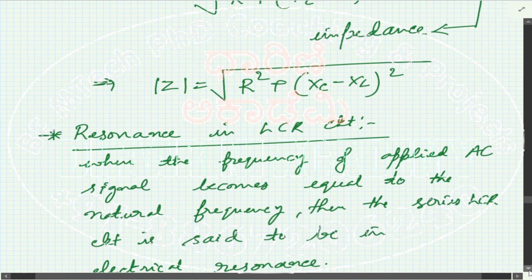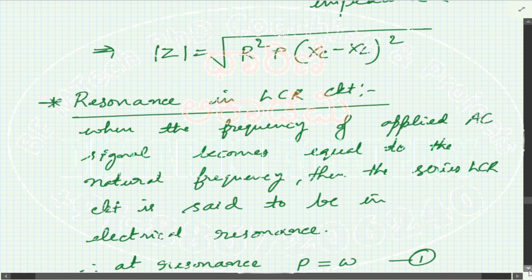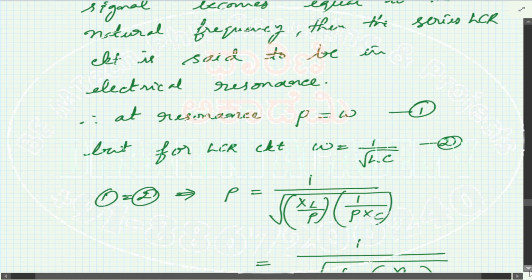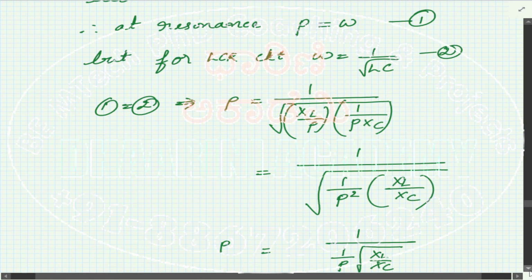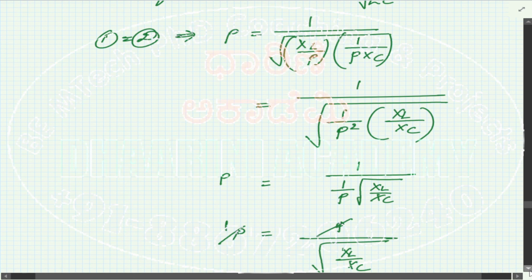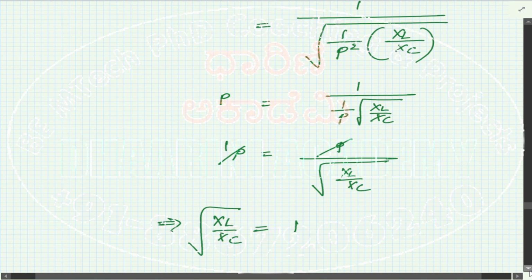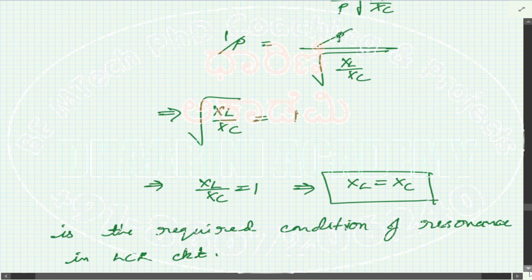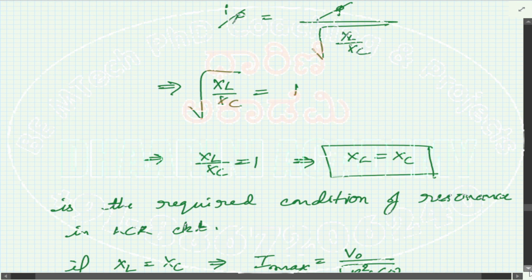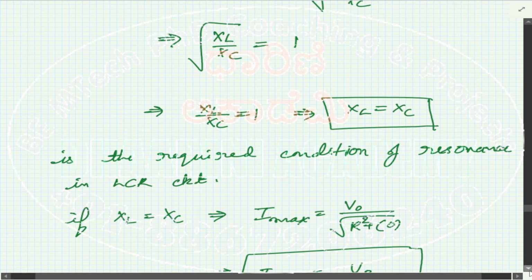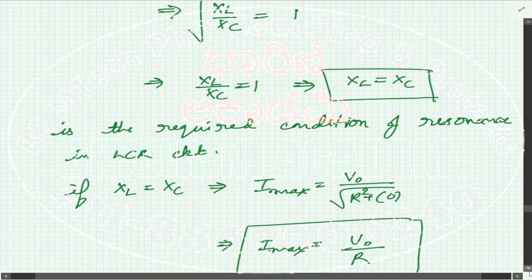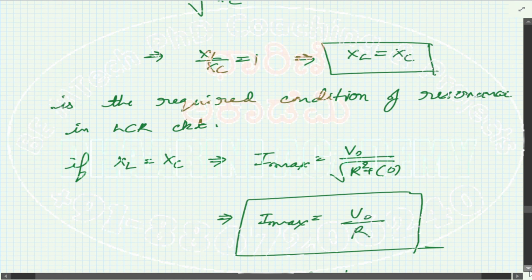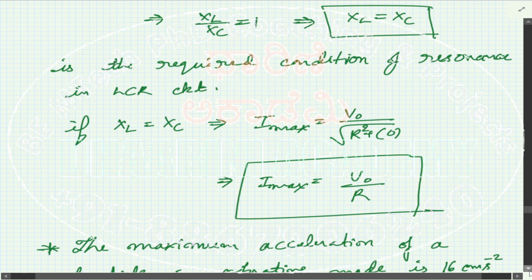Now, if you want to bring resonance in the circuit, the frequency P should be equal to omega. So omega is 1 by root LC. Equate P with that. I can see that P and P get cancelled and I am left with root of LC. Root of XL by XC is 1, which means XL by XC is equal to 1. So that is the condition. XL equal to XC is the required condition for resonance of a circuit.